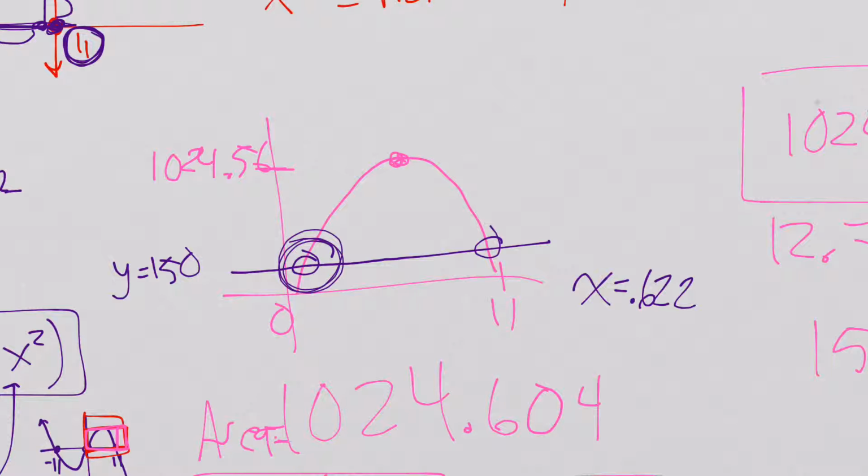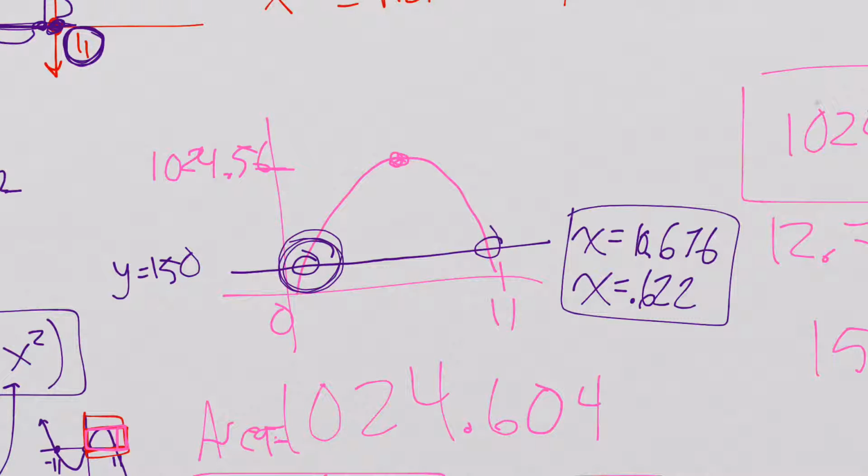And then do it again. Second trace, option 5, enter, enter. Now make sure you're closer to the other intersection point. So for guess, I'm going to type 11. And it's going to take me to the other one now, and that will give me x equals 10.676. So those would be the answers to part E. Find the maximum area of the rectangle. We found that. We said the dimensions as well.